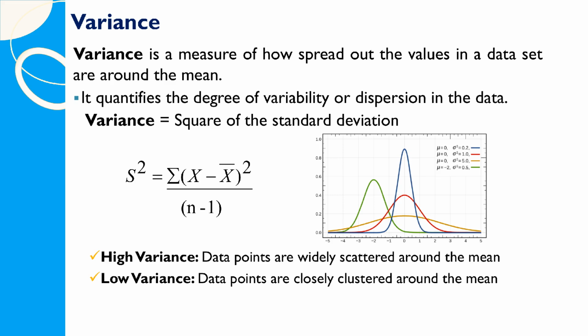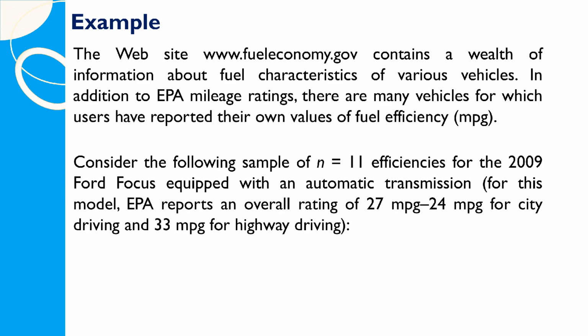Variance measures the dispersion of values in a data set around the mean, indicating the extent of variability. It is calculated as the square of the standard deviation. High variance signifies that data points are widely scattered from the mean, while low variance indicates that data points are closely clustered around it.